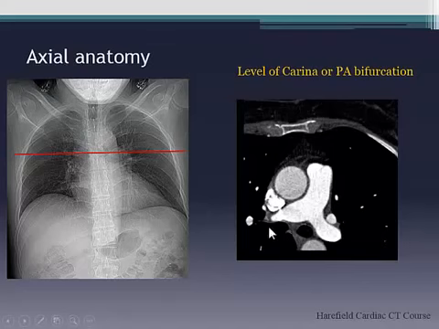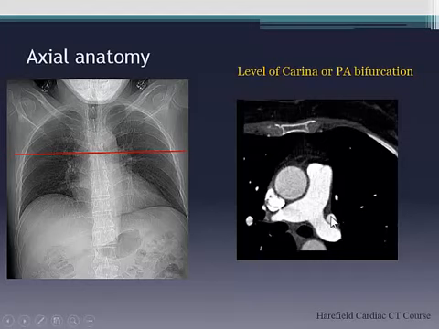Okay, so here's the carina, so you can see the trachea is bifurcated. There's the ascending aorta. You can just about see the pulmonary valve there. And obviously there's your pulmonary trunk, and then that splits into left and right. Does anybody know what this structure is? Say again? So it's a pulmonary vein.